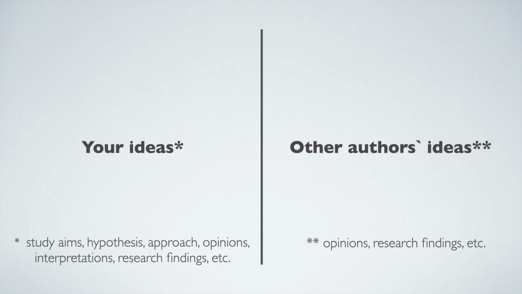One mistake many authors make in their writing is that they don't make it clear to the reader what ideas are their own and what ideas were taken from other authors. It is important to make this distinction very clear in your writing. Please note that when I refer to your ideas as an author, I'm talking about your study aims, hypothesis, approach, opinions, interpretation of the data of others, your research findings, etc. In the case of other authors' ideas, I'm referring to their opinions, their research findings, etc.